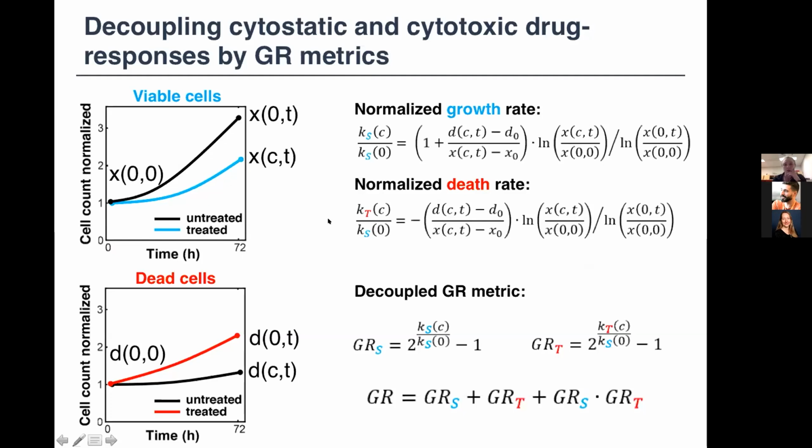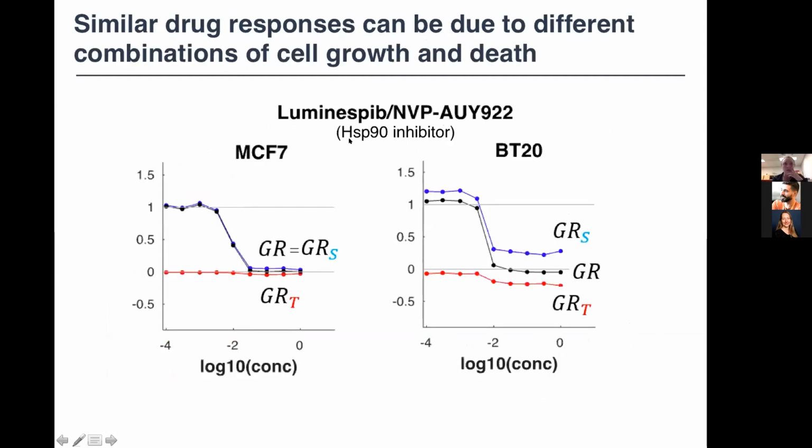And so by decoupling these, you can gain important insight into differences in mechanism of action between drugs that, at least on the surface, in terms of the shape of their GR curves, appear to be similar. This is one example that highlights that point where you have two cell lines, MCF7 and BT20. These are both breast cancer cell lines, where the GR curves to luminespib, which is an HSP90 inhibitor, appear to be very, very similar.